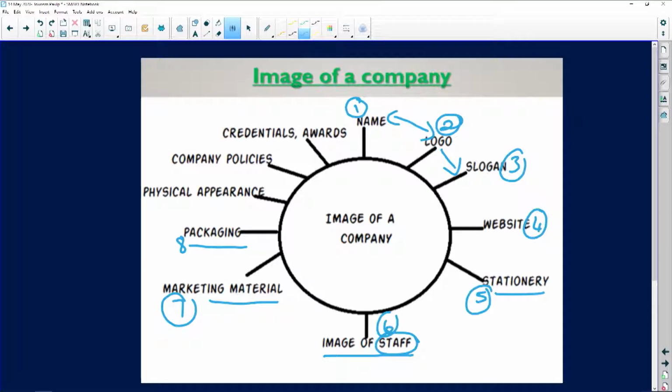All right, then here at number nine, we have our physical appearance. That's the physical building, vehicles, and what people see with their eyes. And then, as I've mentioned, we have our policies, what the company stands for. And last but not least, it's very important, the type of awards that companies get. And you'll see later, we're going to talk about how companies use awards in their advertisements to tell the public that they are doing something great for humanity and for the environment. And that really uplifts their corporate or professional image as well.